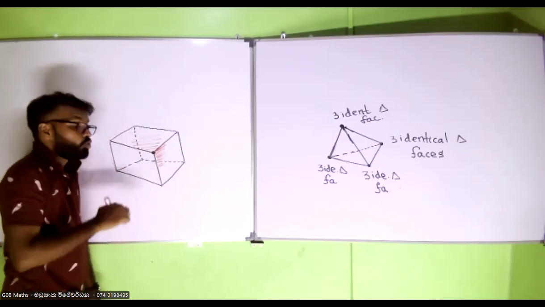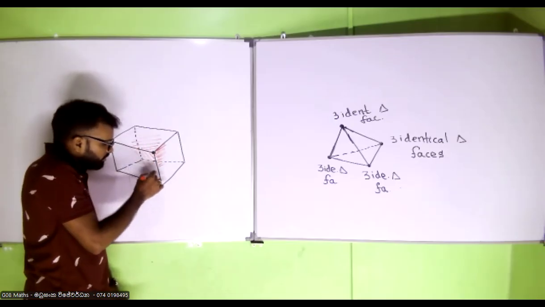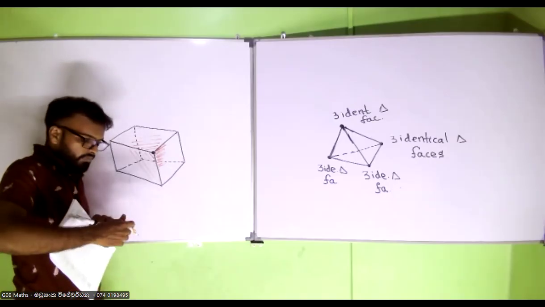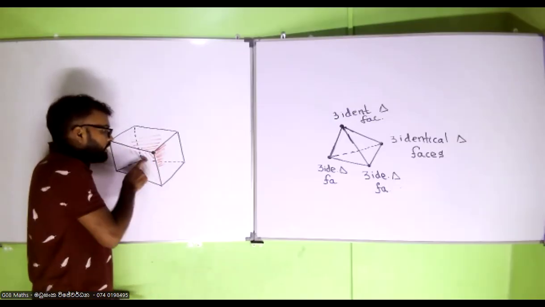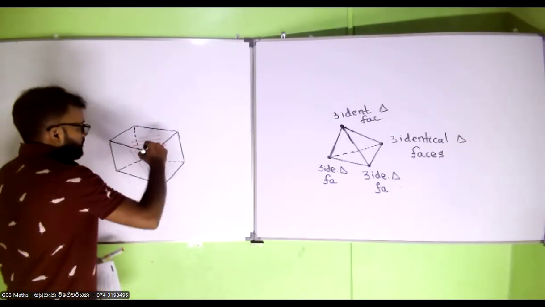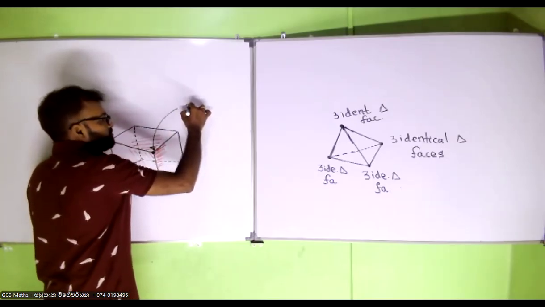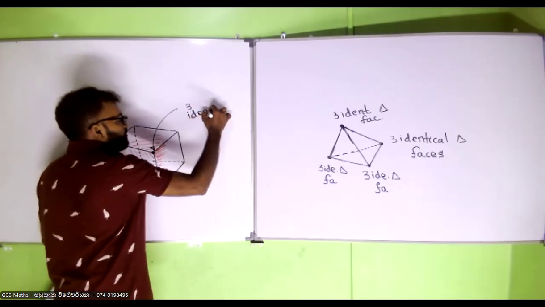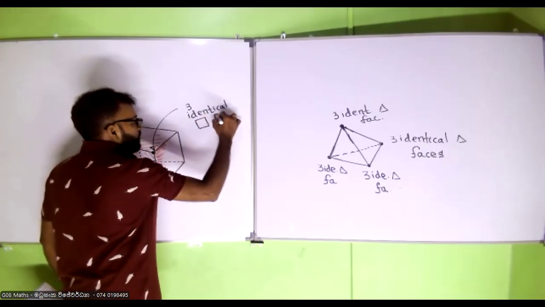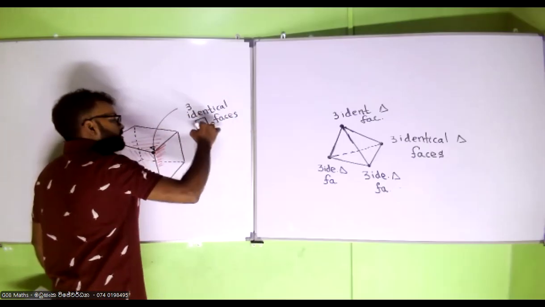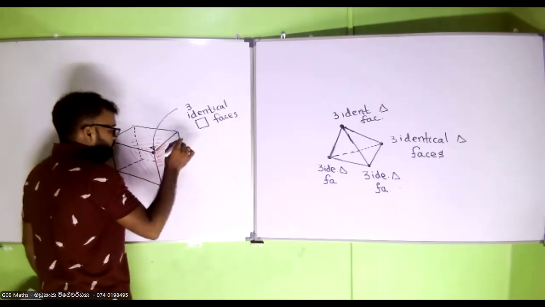2. Now this one. This is another total face. So how many faces are there meeting at this vertex? 1, 2, 3. 3 faces. I will write it like this: 3 identical square faces. We are going to check the same thing for this vertex, this vertex, this vertex, all of them.